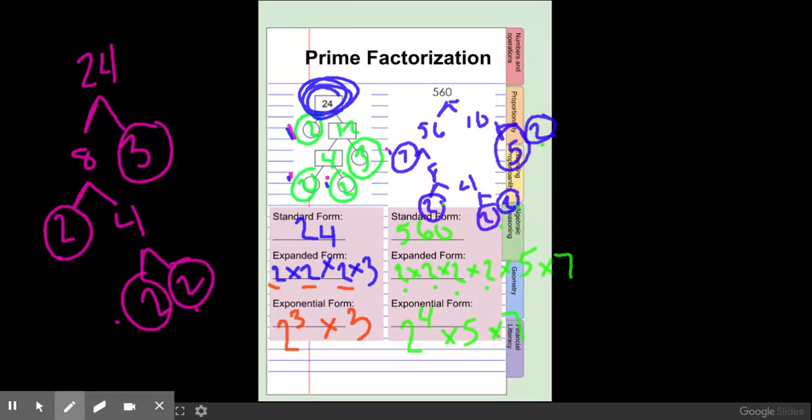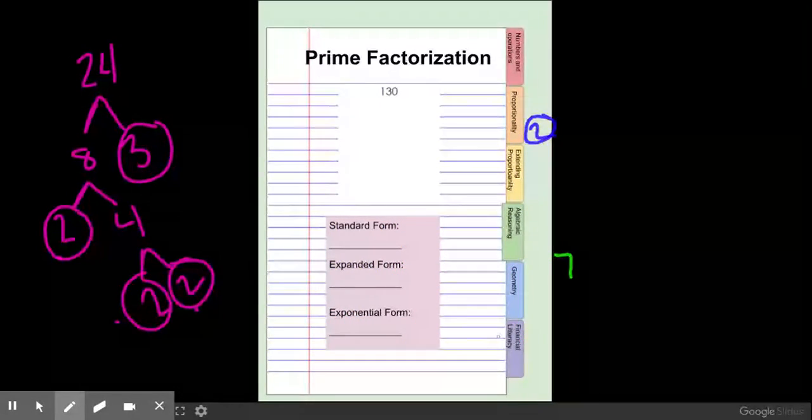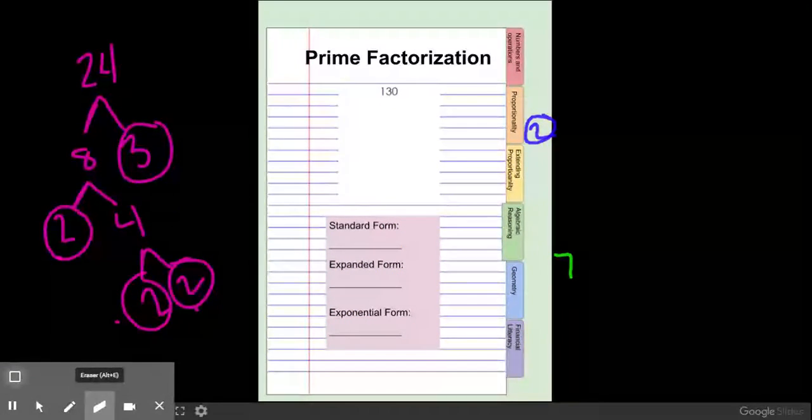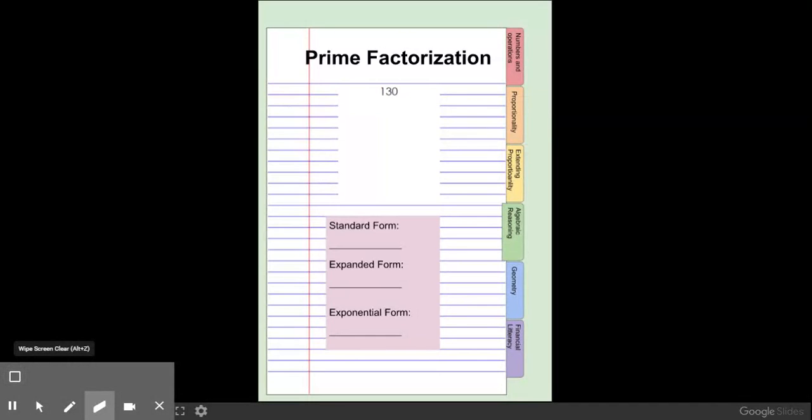Okay, now what I want you guys to do is go ahead and pause the video, go to the next slide here, and try this one on your own. So try 130 on your own. Once you get your answer, come back and check your answer with mine.